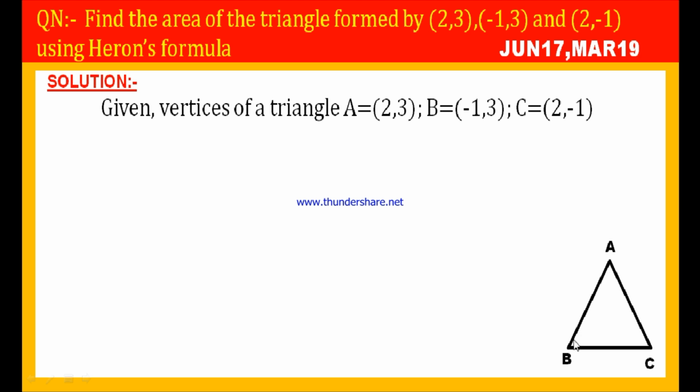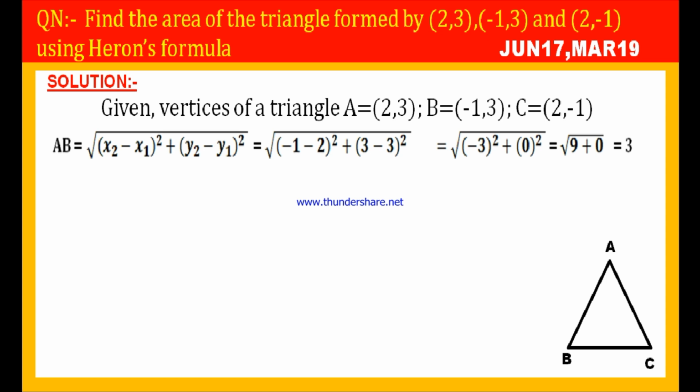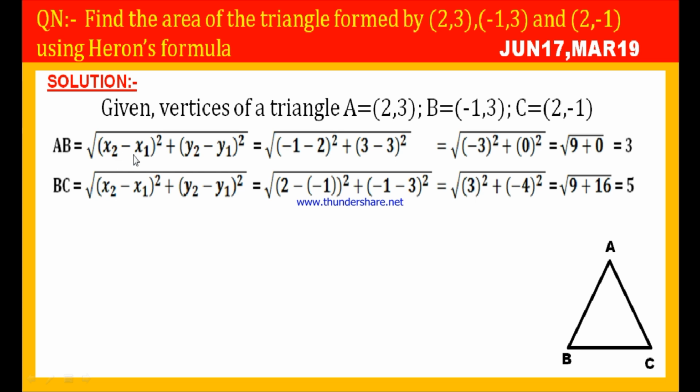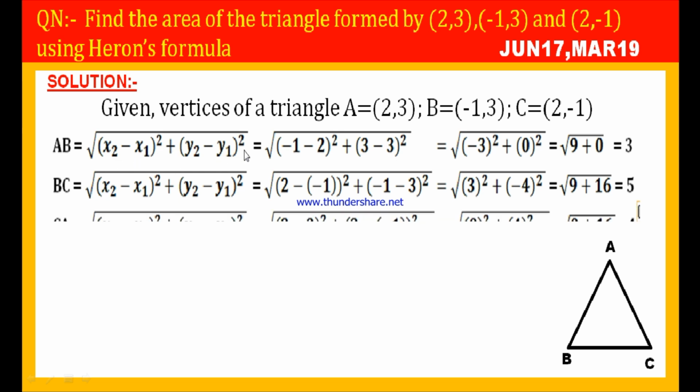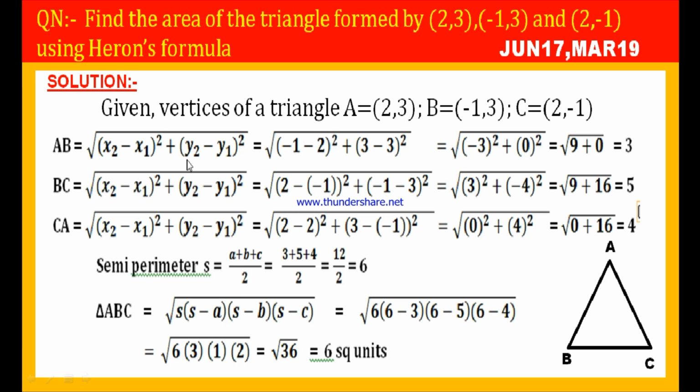The length of AB is nothing but the distance between the two vertices A and B. Therefore, in order to find this side AB, you have to find the distance between A and B, and also find the distance between B and C and the distance between C and A, so that you will get all the three sides. The formula to find the distance between a line segment (x1, y1) and (x2, y2) is root over (x2 - x1) whole square plus (y2 - y1) whole square. Here (x1, y1) are the coordinates of A and (x2, y2) are the coordinates of B.